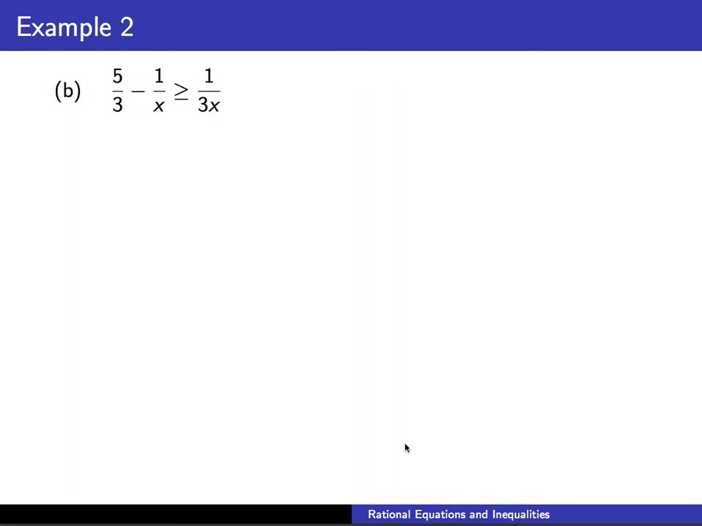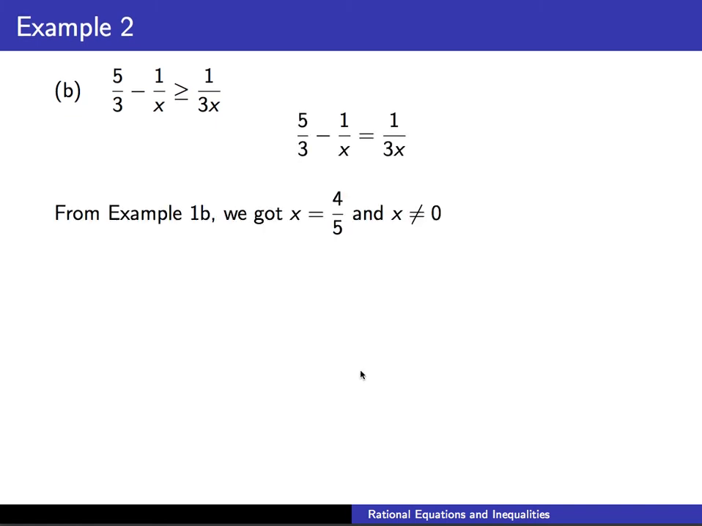Part B, 5/3 minus 1 over x is greater than or equal to 1 over 3x. So we could treat it like an equation, and we solved this equation in example 1b. So for the equation solution, we got x equals 4/5, and we said that x could not equal 0 because we didn't want a 0 in our denominator. So setting up our number line, 0 is automatically an open circle because we don't want the denominator to equal 0. But 4/5, because it's the equal to in the original inequality, gets a closed circle.